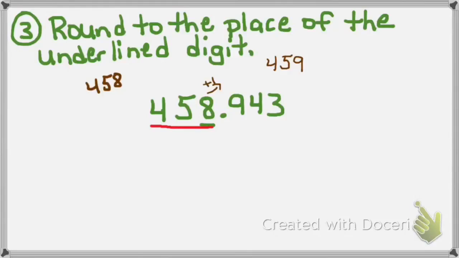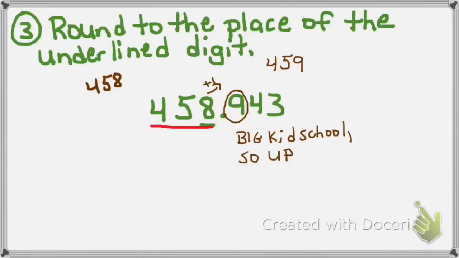Now that I have my two choices, I circle the digit to the right of the underlined digits, that's a 9, and I'm going to think, is 9th grade in the little kids' schools or the big kids' schools? Well, 9th grade is in the big kids' schools, so I will round up. 9 tells me to round up, which will be 459.